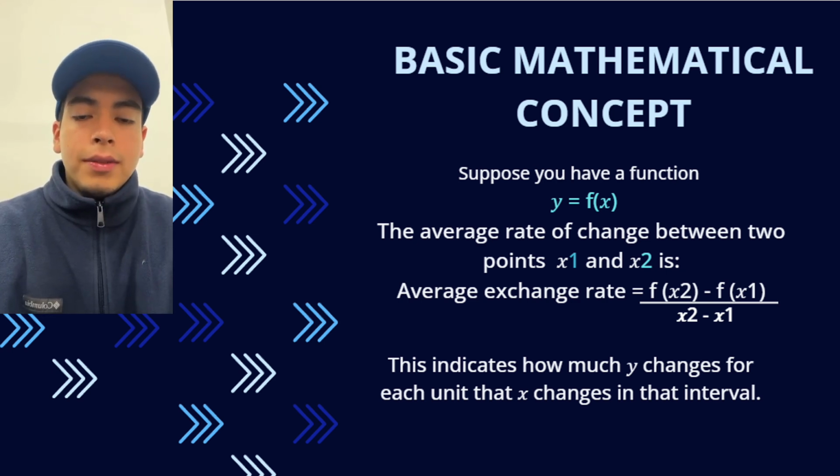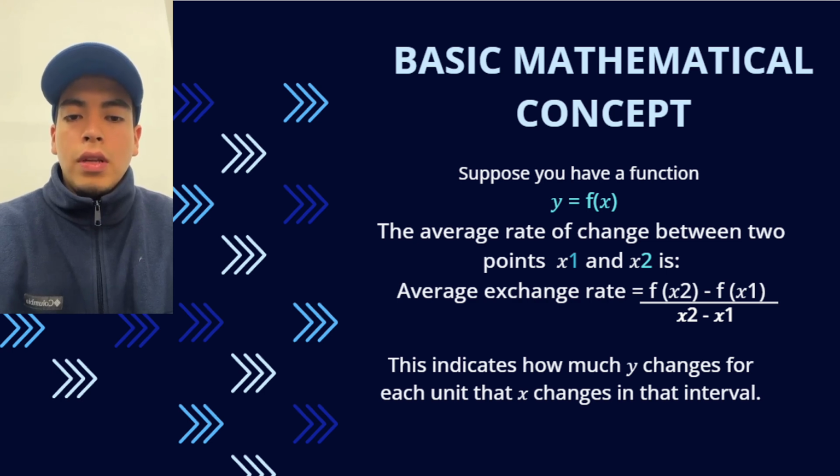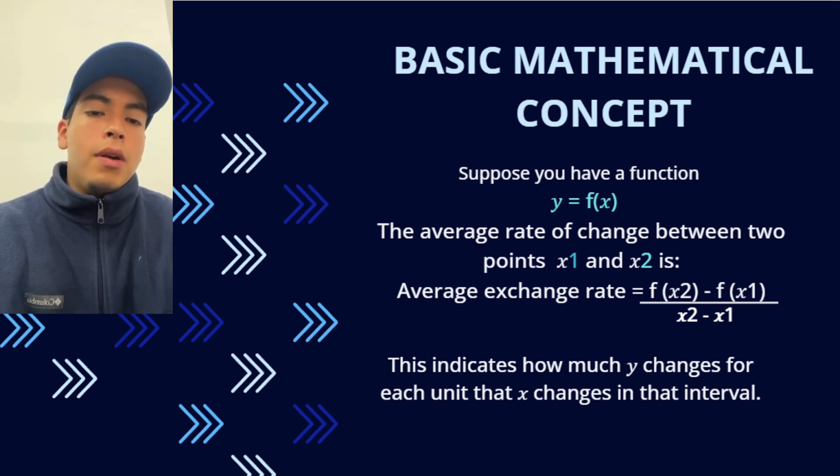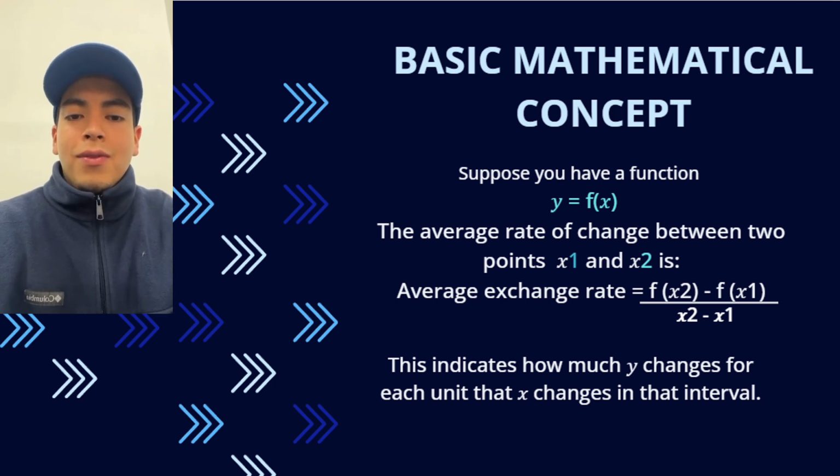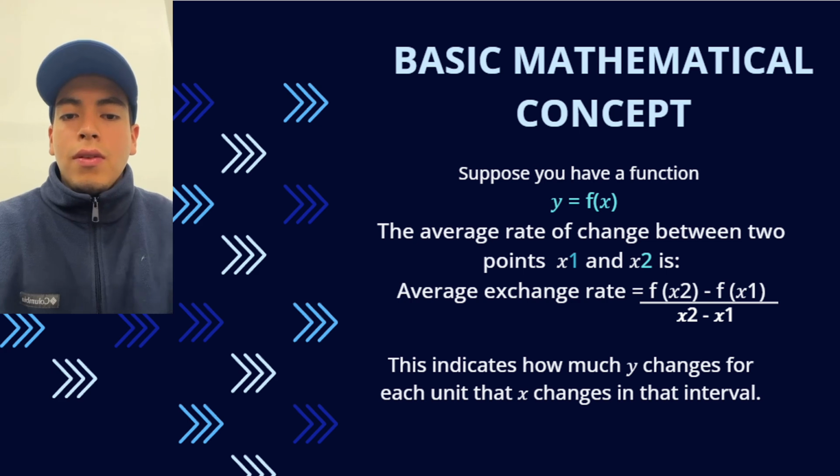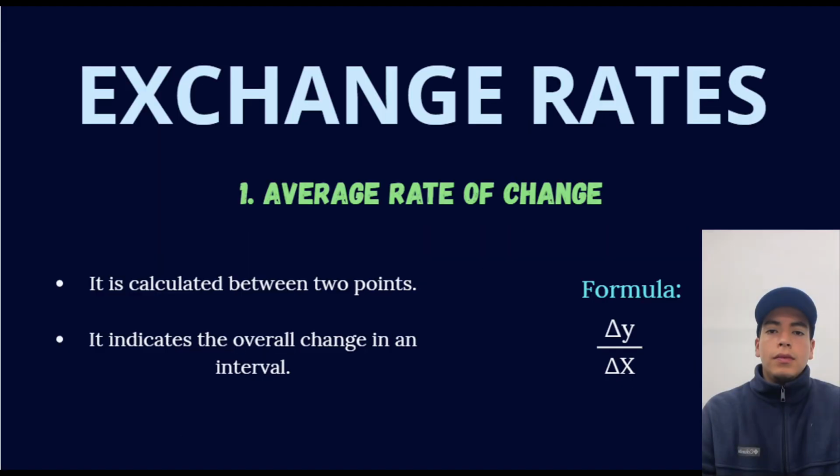Why it matters? Well, this gives you a simple number summarizing the overall trend of the function. It's just like saying my average speed was 15 miles per hour, even if you speed up or slow down along the way. Next, I'm going to talk about the change rates.